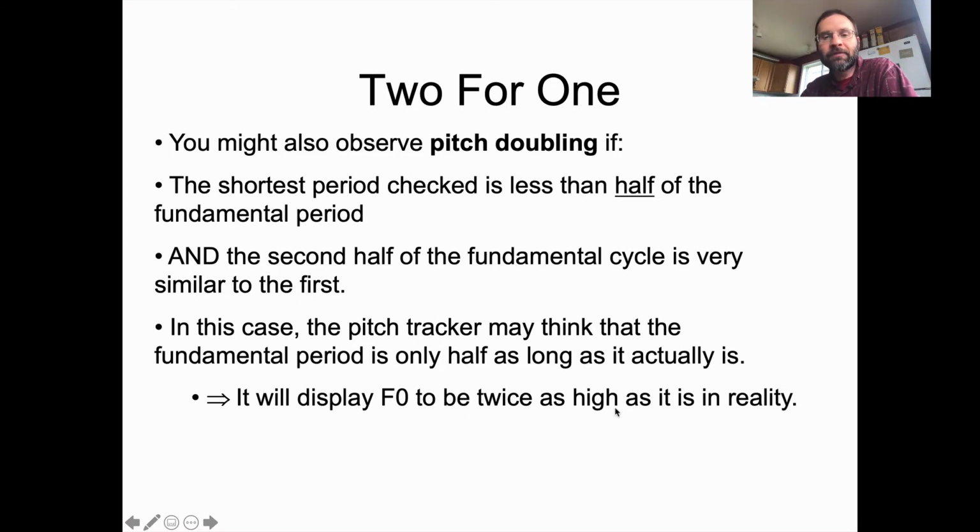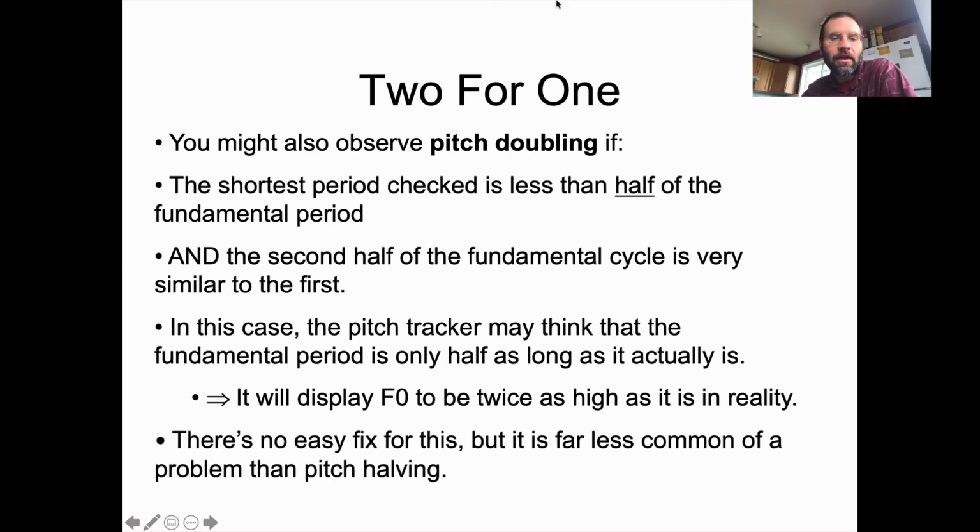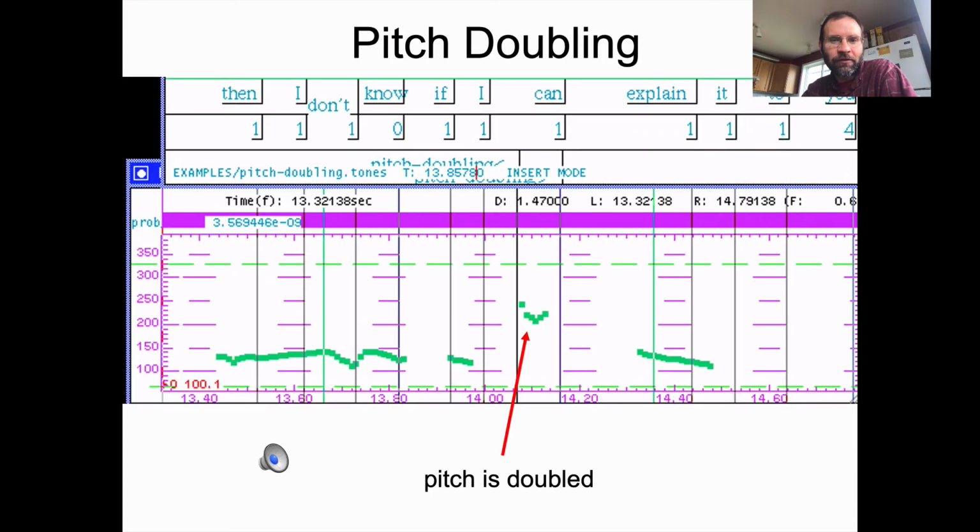So it will display F0 to be twice as high as it is in reality. Like I said, it's not as common of a problem as pitch halving, but there's no easy fix for it. If you do see it, you just kind of have to watch out for it. In fact, I don't really have a good example from anything I've done recently.